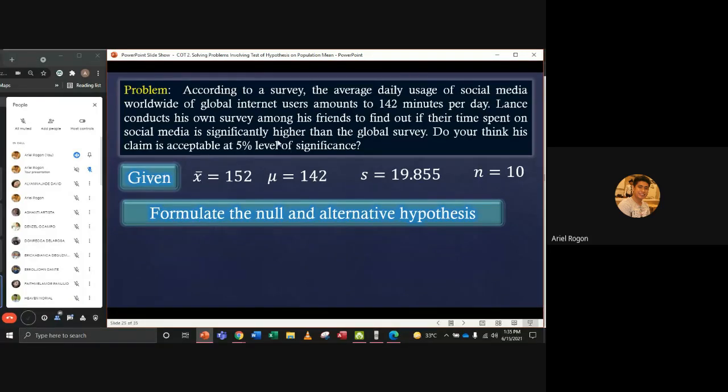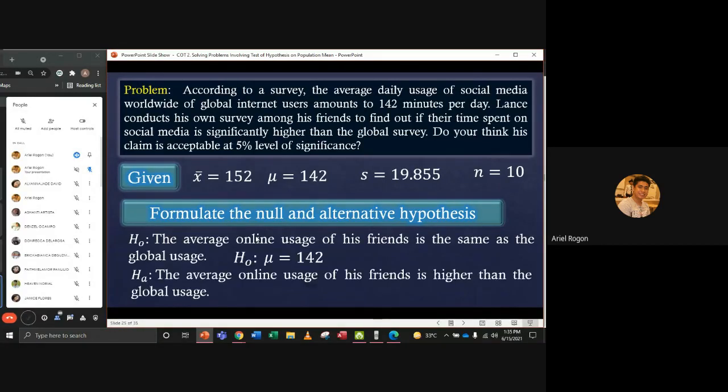So sabi ni Lance, he's claiming that social media use is significantly higher than the global average. Higher than, we can use the greater than symbol. Therefore, yung alternative hypothesis natin, we use the greater than symbol. In symbol kasi ang sinabi ni Heaven, the null hypothesis: the average online usage of his friends is the same as the global usage. And the alternative hypothesis: the average online usage of his friends is higher than the global usage.